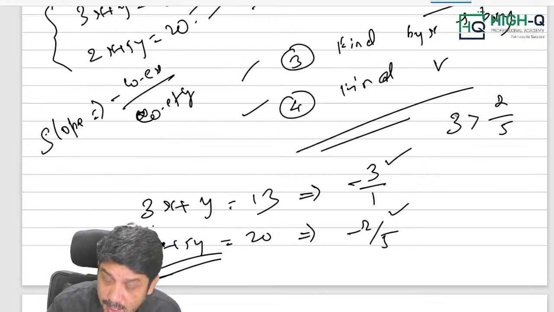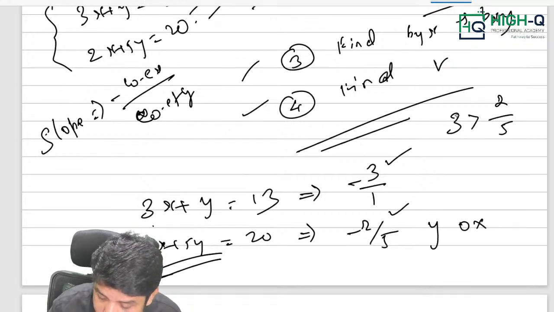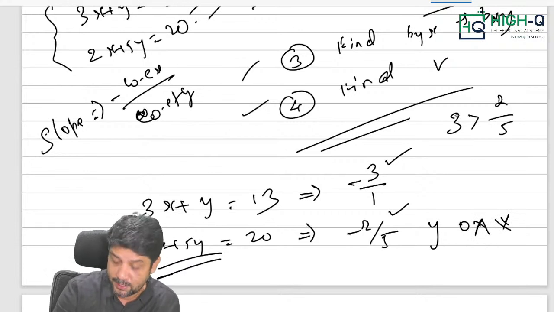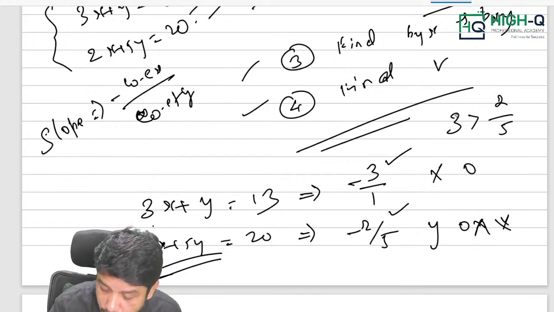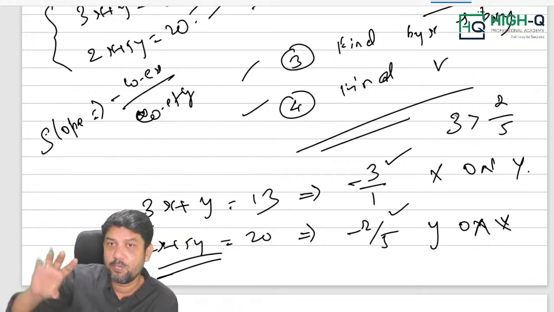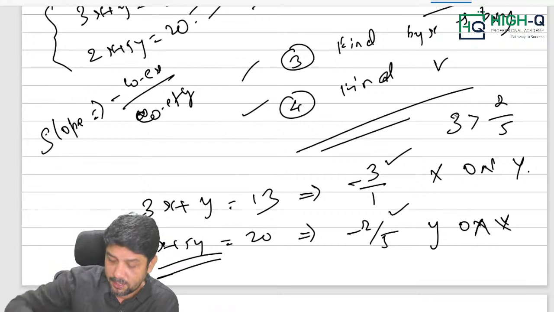That means this is my y on x. Smaller slope is what? Y on x. And the other one is what? X on y, the equation x on y. Now, this is the second part. Which equation is x on y, which equation is y on x, this is the way we need to find out.